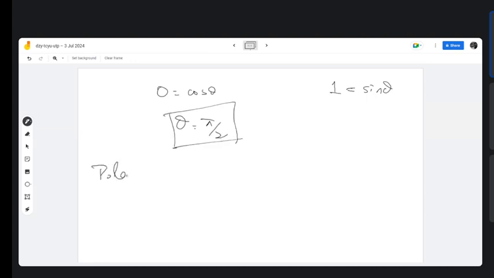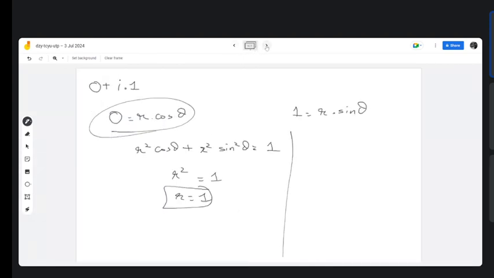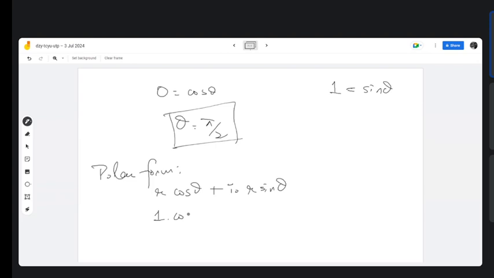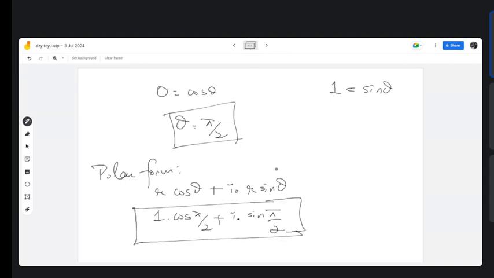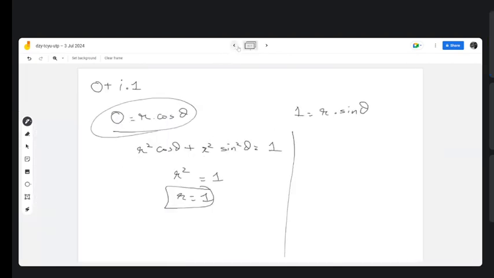Polar form I write, nothing but r cos theta plus i r sin theta. R is 1. Cos pi by 2 plus i as it is, R is 1 again, sin pi by 2. That's it. Copy. Toughest question in this chapter.